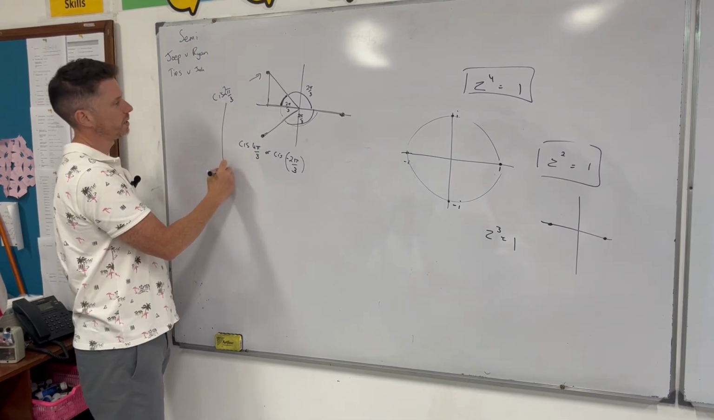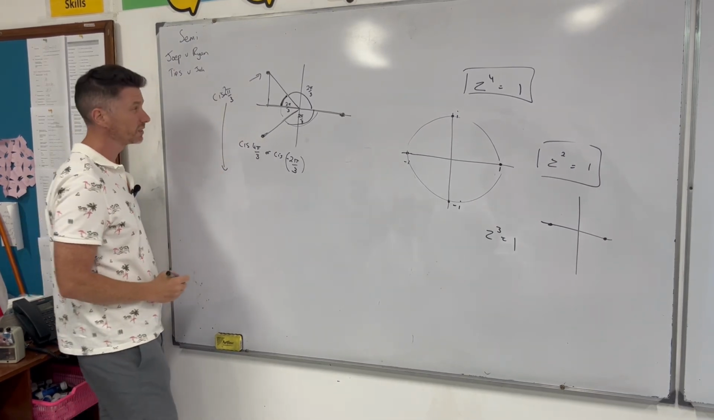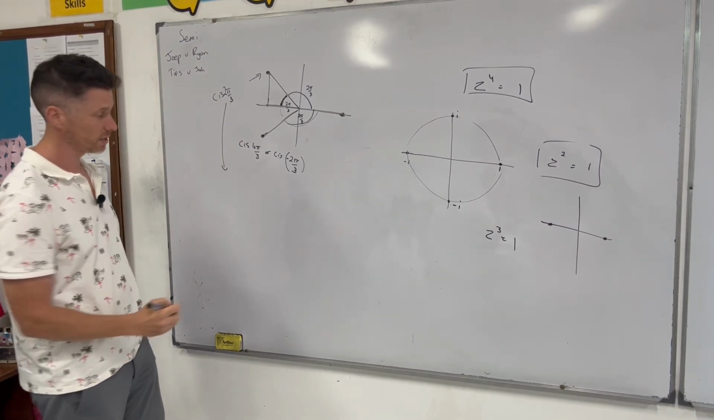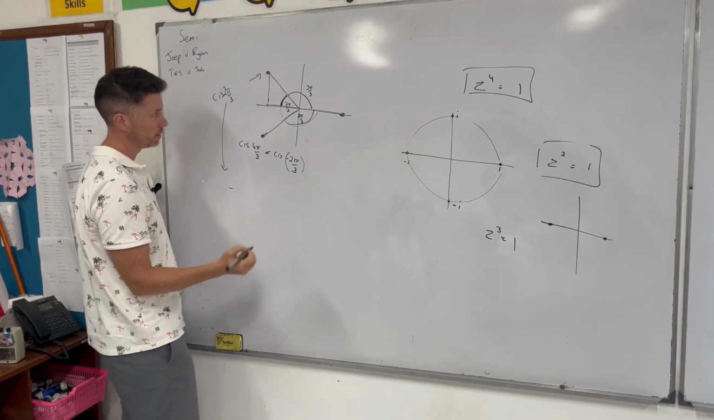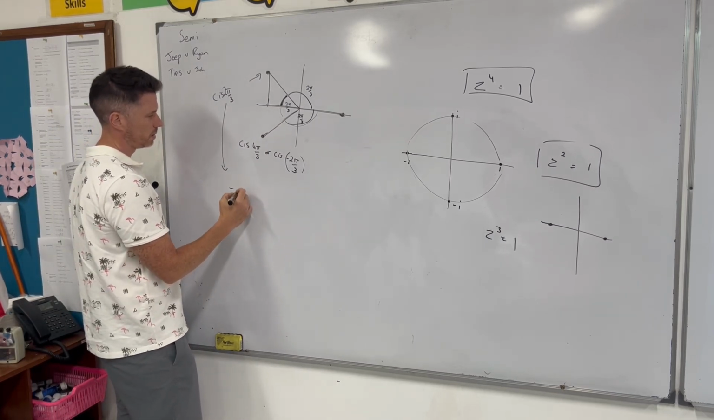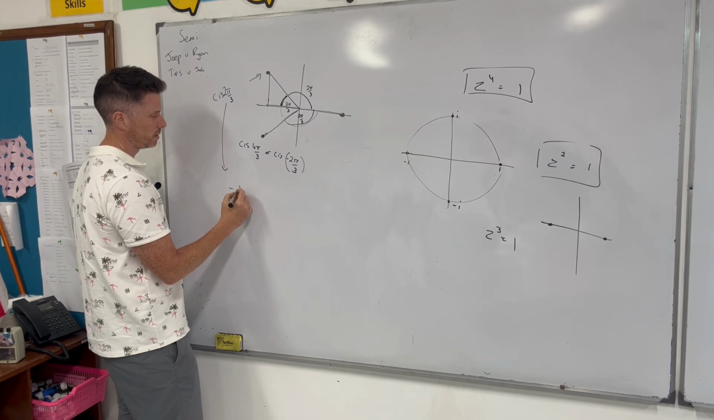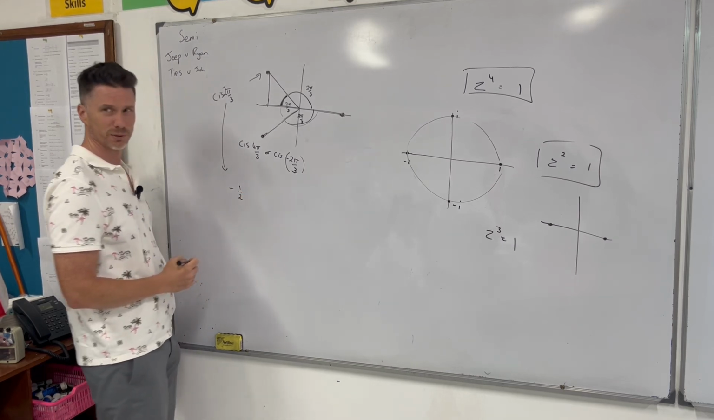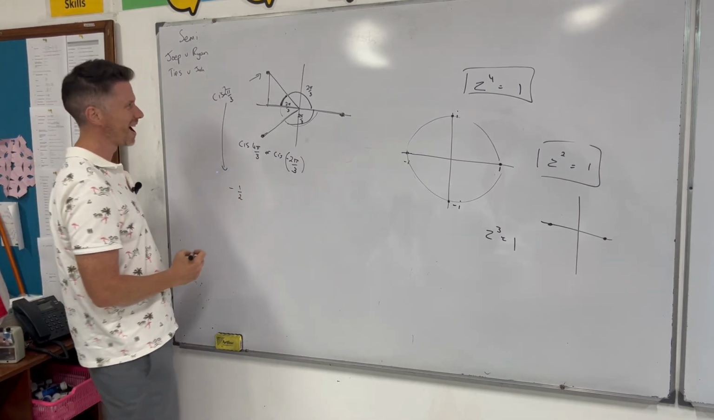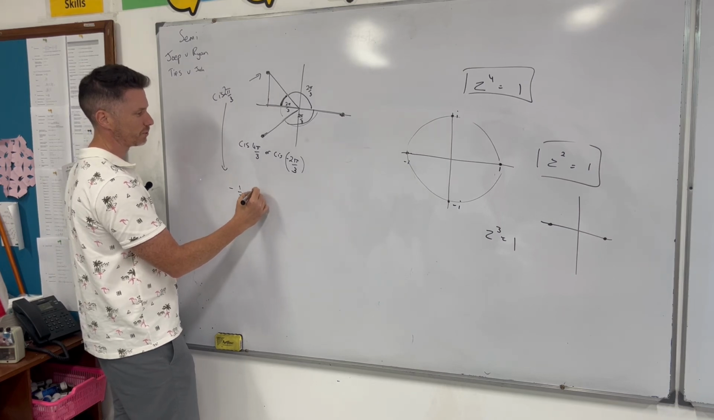So what's this then in Cartesian form? Cosine 2 pi over 3 is? Negative 1/2. Negative 1/2, thank you. Right. Negative 1/2 plus root 3 over 2 i.